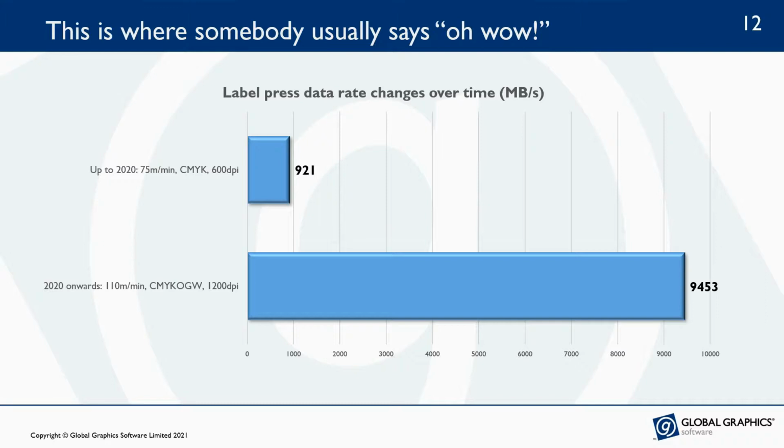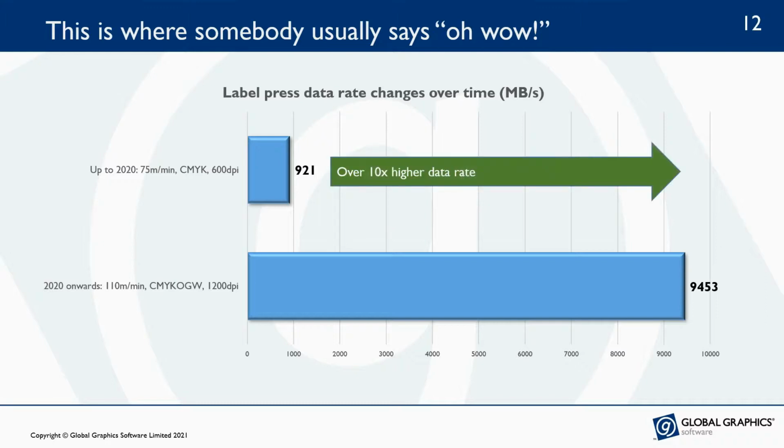As the title on this slide says, this is where somebody usually says, "Oh wow," in a slightly worried tone of voice. The current press needs 900 megabytes per second of raster data, but the planned next-gen press needs 9,500 megabytes per second, a bit over 10 times more.